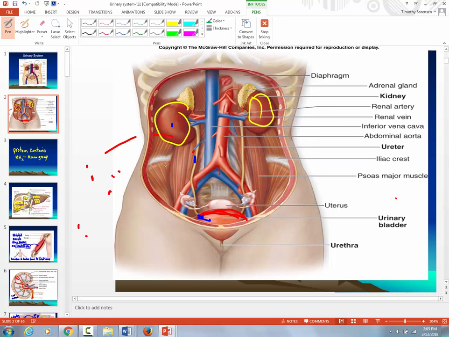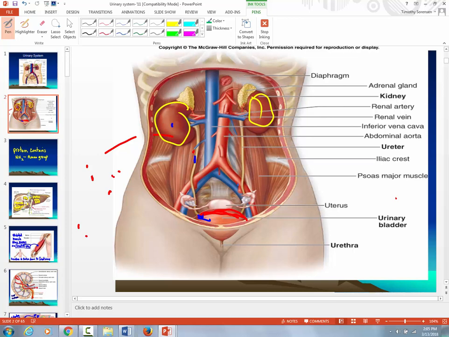Is this a man or a woman? It's a woman. So the reason the right kidney is lower than the left is when this woman was modeling for it, she wasn't really into it. She's like, so the kidney went.